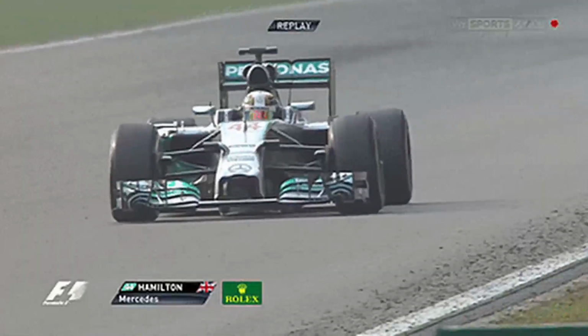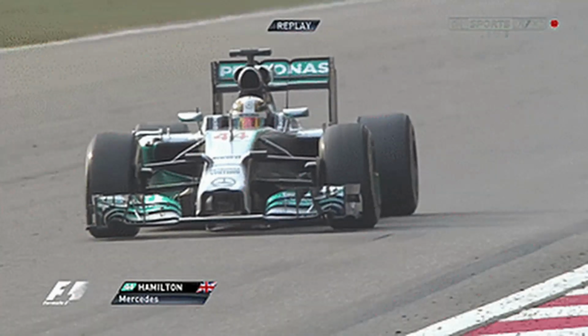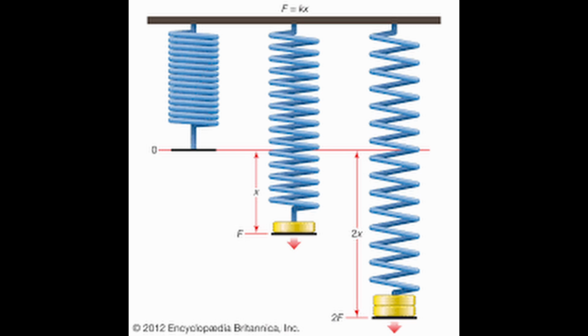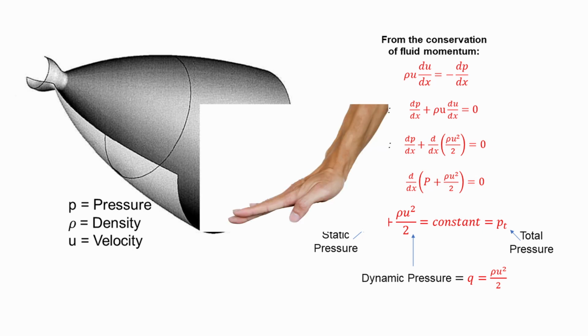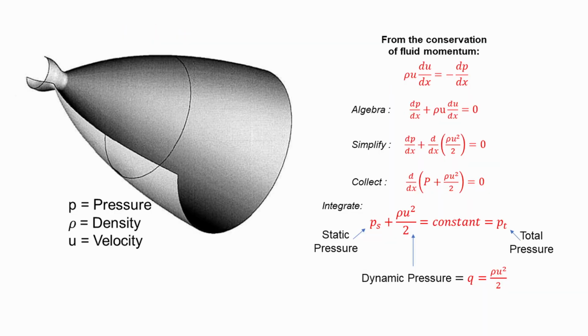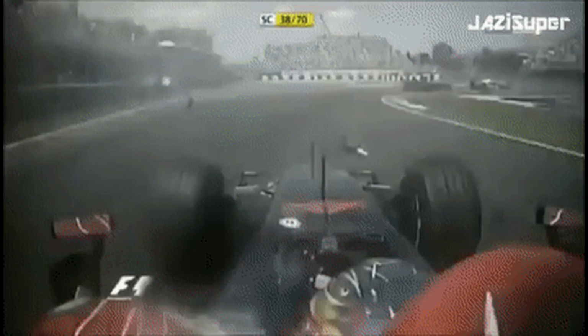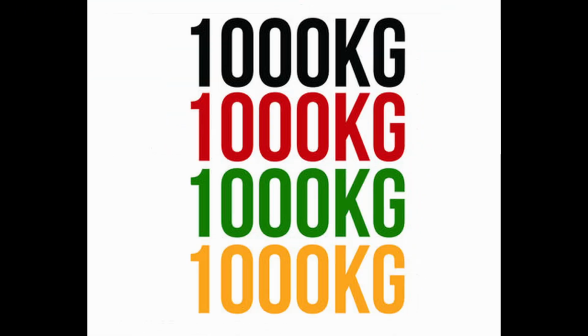F1 wings aren't rigid. They're designed to flex under aerodynamic load. This elasticity is crucial physics that teams exploit for performance. Here's how it works. As speed increases, aerodynamic pressure pushes down on the wings with enormous force, almost 1,000 kilograms at high speeds. The carbon fiber elements flex in specific ways under this load.